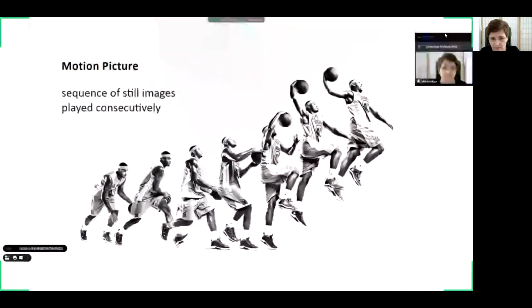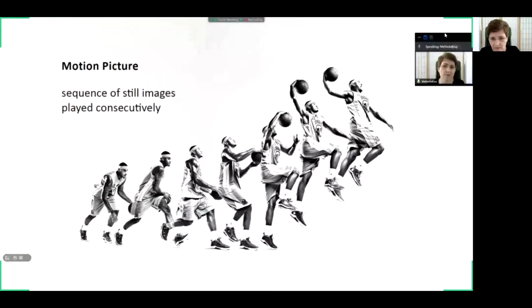Animation is a motion picture. The motion picture was invented a little bit more than 100 years ago, so it's quite a new art genre. And the motion picture actually is a sequence of still images. When we look in reality at a movement, at our friend playing basketball or whatever, we can see a smooth, real movement. But the motion picture technically is not a smooth movement.